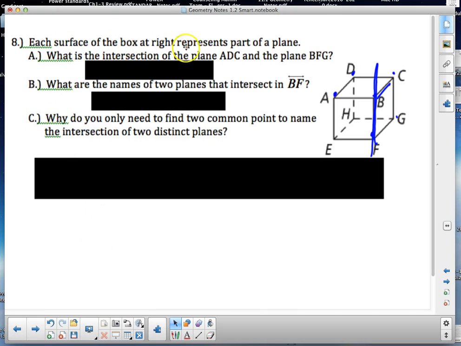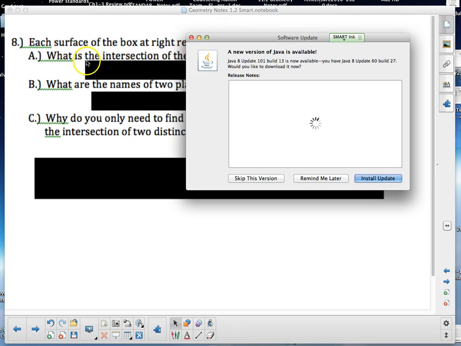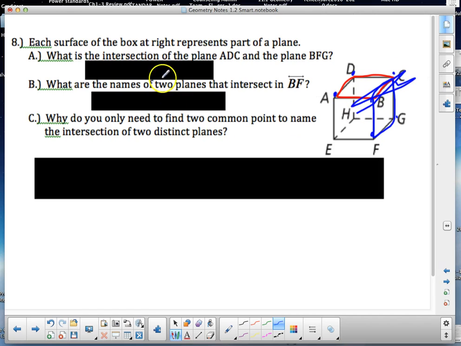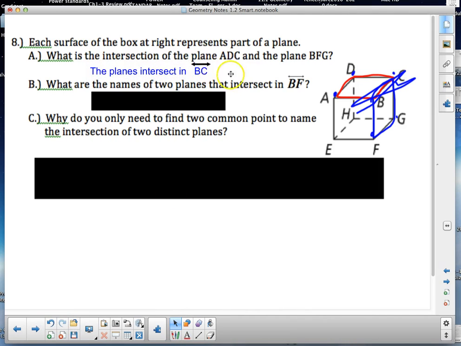Now, each surface of the box at the right represents part of a plane. What is the intersection of plane ADC and plane BFG? Well, let's clean this box up a little bit. ADC is this box. And let's change colors. BFG is this box. 3 points define the plane. Check it out, the intersection right here, BC. Okay, so I'm going to go over my clicker, click on it, and go, the planes intersect at line BC.